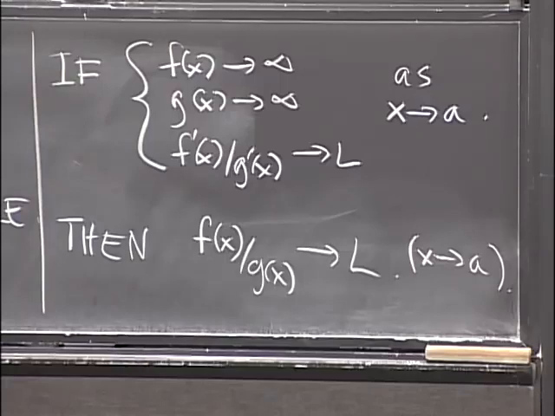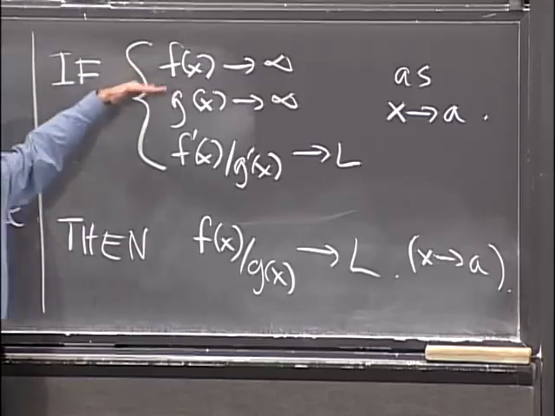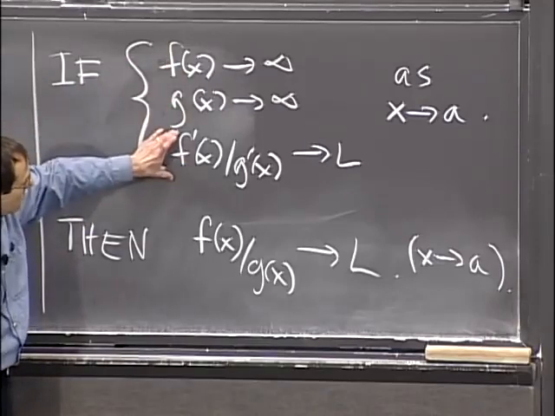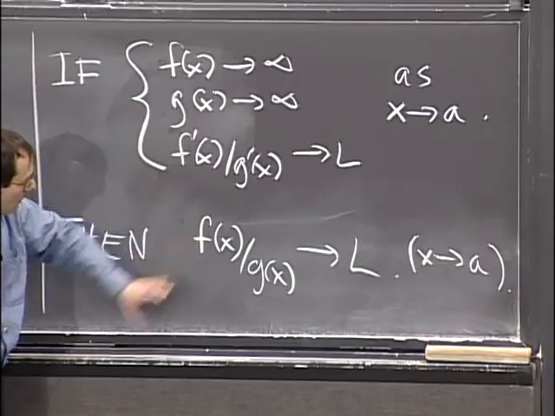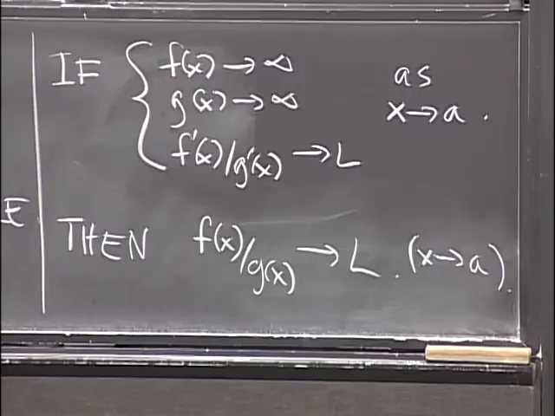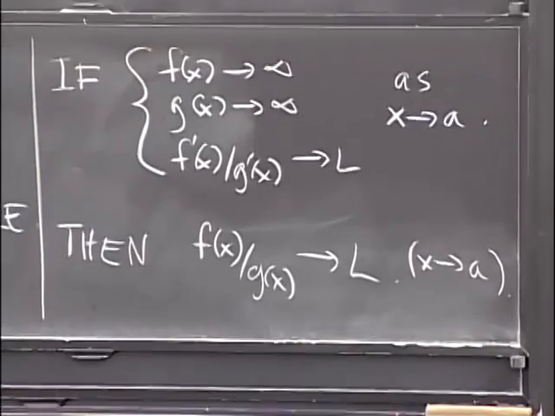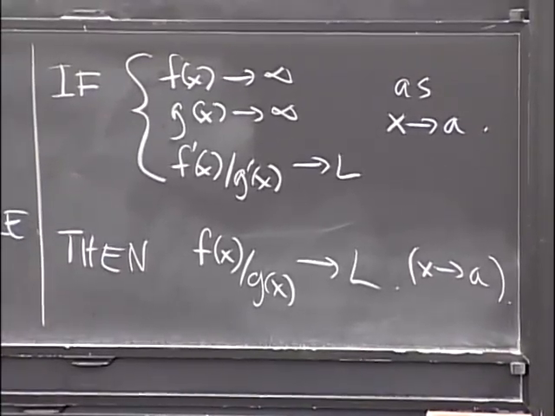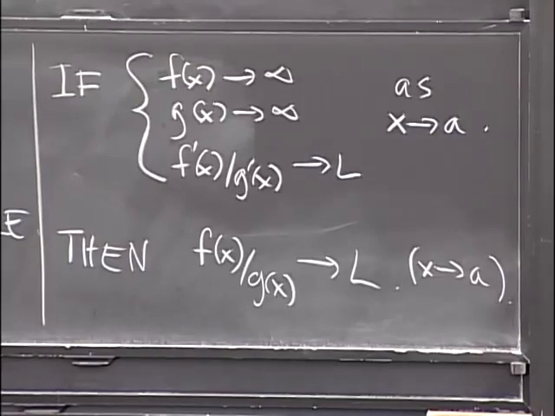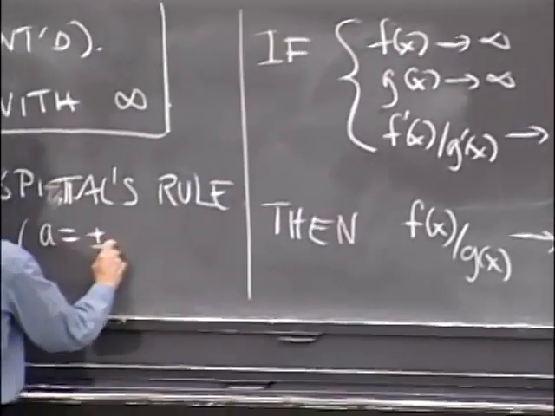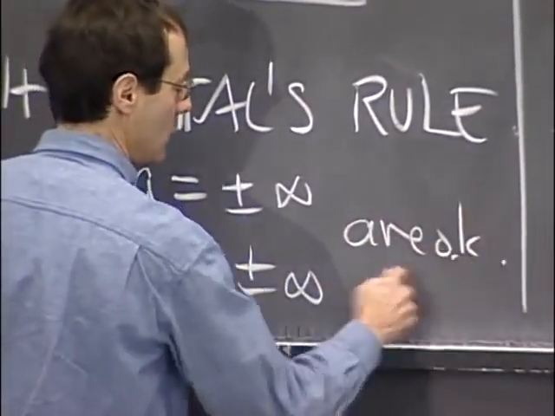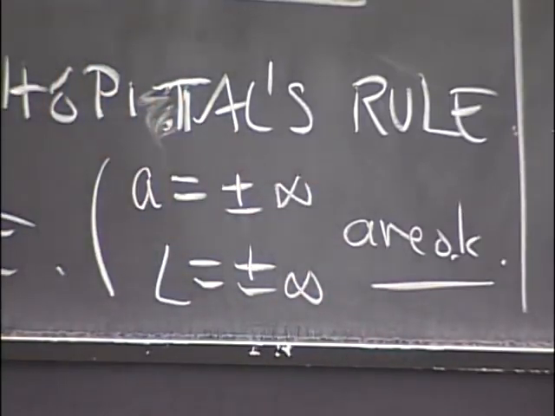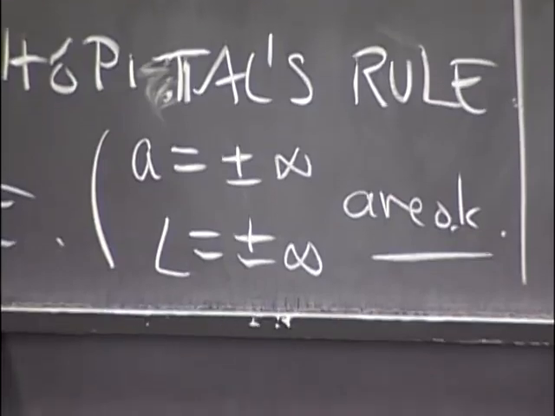All right? So it's three limits, but presumably these are obvious, and this one is exactly what we were going to check anyway. It gives us this one limit. So that's the statement. And then the other little interesting point here, which is consistent with this idea of dealing with infinity, is that a equals plus or minus infinity and L equals plus or minus infinity are okay. That is, the limit capital L and the number a can also be infinite.